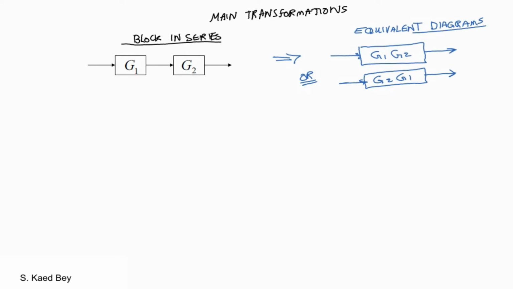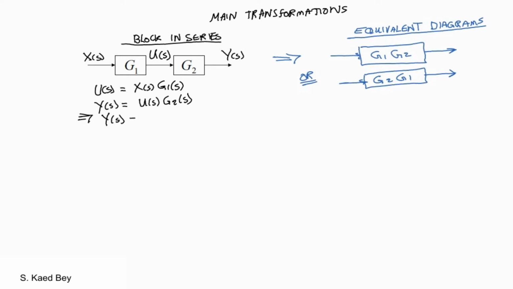Suppose we have two blocks in cascade connection as shown here. Consider U as the intermediate variable, then we can say that U equals X G1 and Y equals U G2. Hence Y equals X times G1 G2. Then we can replace the two blocks with different transfer functions with a single one, having the transfer function equal to the multiplication of each transfer function without altering the output.